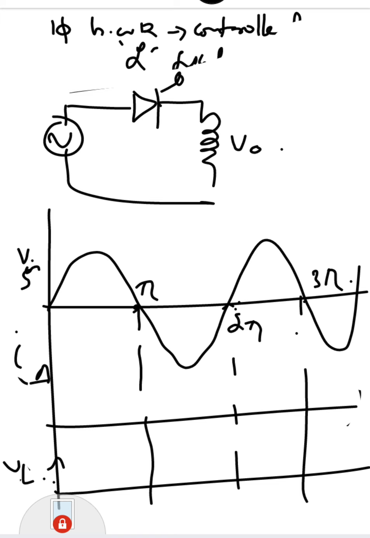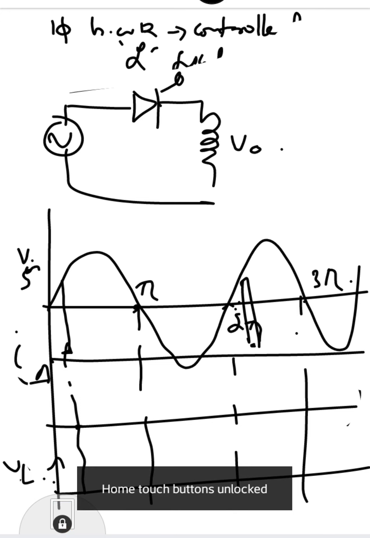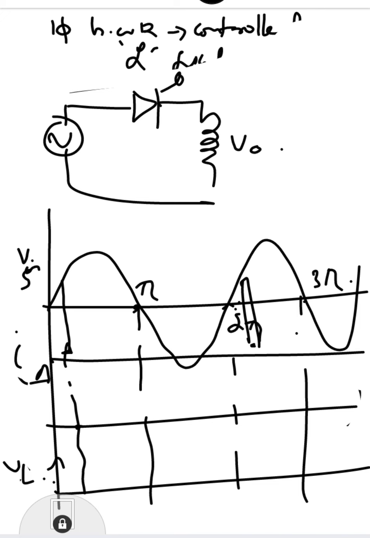Okay, you start with any angle. Let's say you start the triggering at this angle. This is the triggering pulse you are going to supply. So what will happen after this instant? After this instant, the SCR is on. Once the triggering pulse is there, the SCR is on.